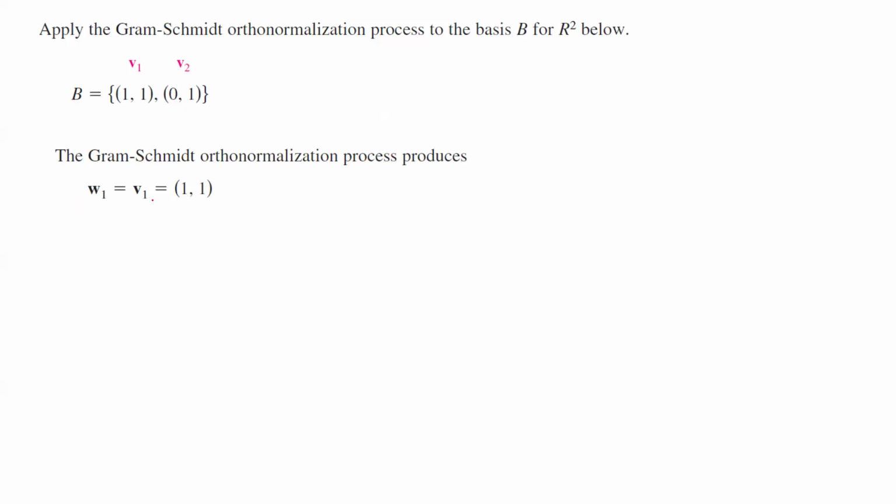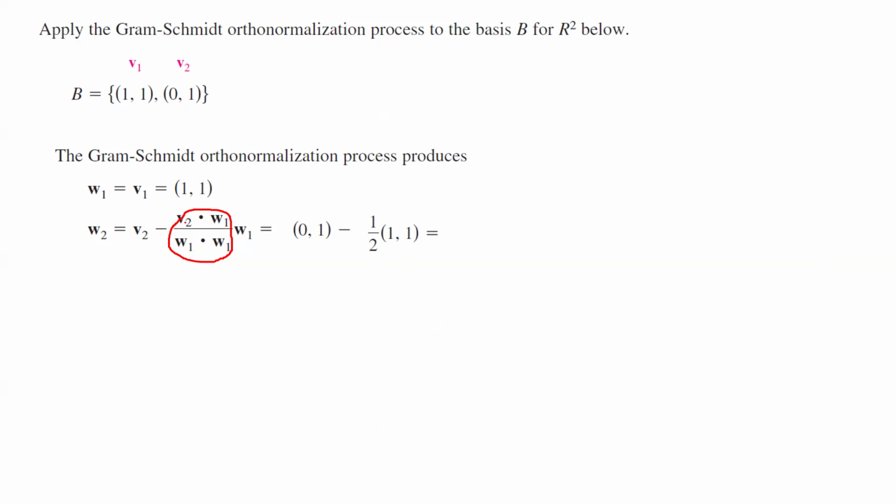We don't change the very first vector, but the second vector, w2, is v2 minus, now the inner product in this vector space is the dot product, v2 dot w1 divided by w1 dot w1. And this is just a scalar, just a number multiplied by vector w1, which is just v1. Very good. v2 is (0, 1) minus a half times (1, 1).